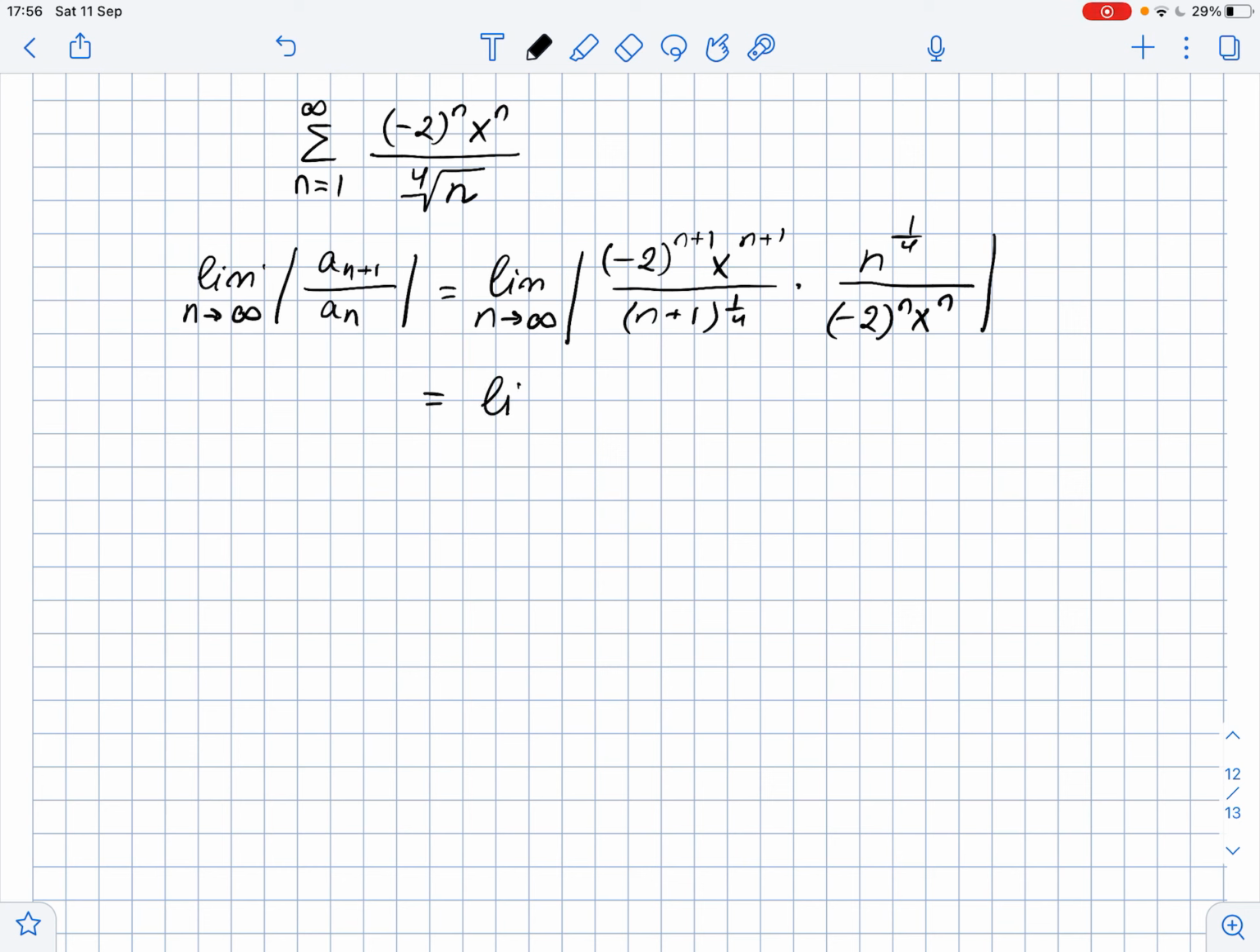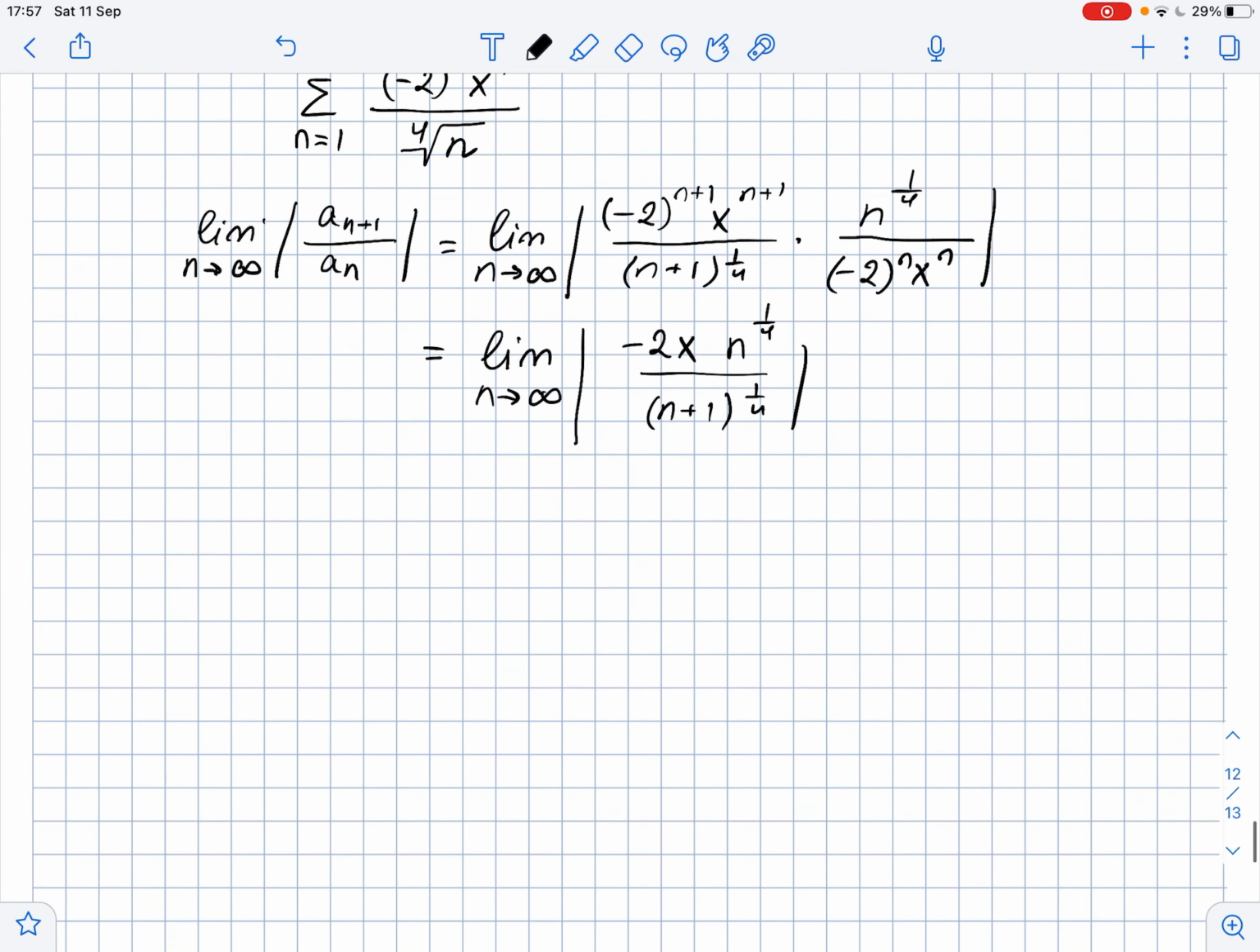Let's simplify this. This equals the limit of the absolute value of negative 2x times n to the power of 1 over 4 over (n plus 1) to the power of 1 over 4, and n approaches infinity. Then this equals 2 times the absolute value of x times the limit of the absolute value of 1 over (1 plus 1 over n) to the power of 1 over 4, where n approaches infinity.